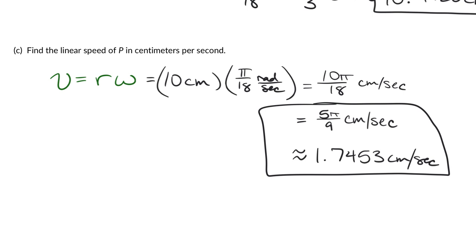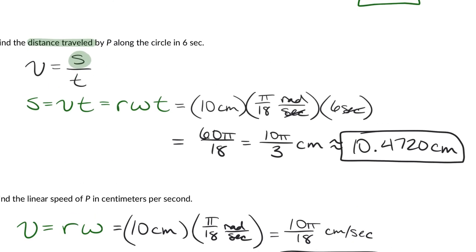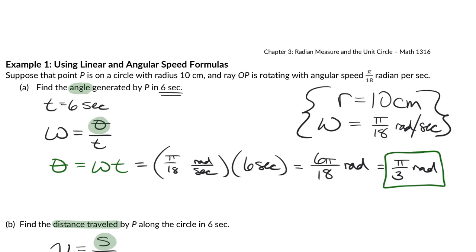The last thing I always want you to do though is make sure your units are giving you what you should. Linear speed should be like meters per second. Well, we're doing centimeters per second, great. A distance traveled should be an actual distance, centimeters. An angle should give you radians.